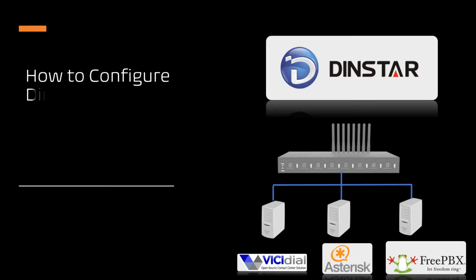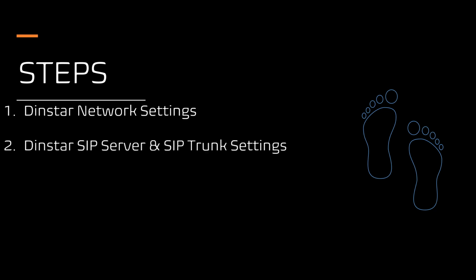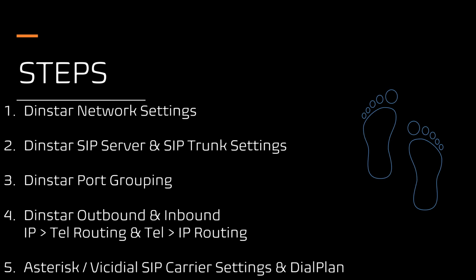In this video tutorial, I am going to show you how to configure the Dinstar GSM Gateway and Vicidial, Asterisk free PBX systems. Here are the steps to be followed. Step 1, Dinstar Network Settings Configuration. Step 2, Dinstar SIP Server and SIP Trunk Settings. Step 3, Dinstar GSM Port Grouping. Step 4, Dinstar Outbound and Inbound Routing. Finally, Asterisk or Vicidial carrier settings and dial plan.